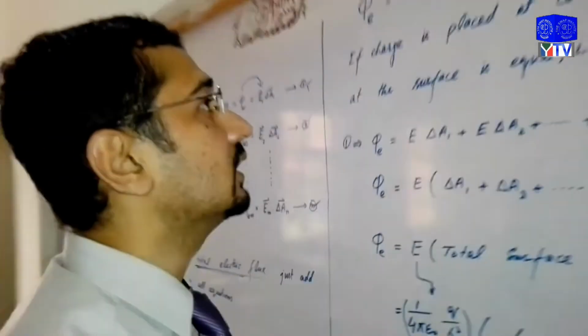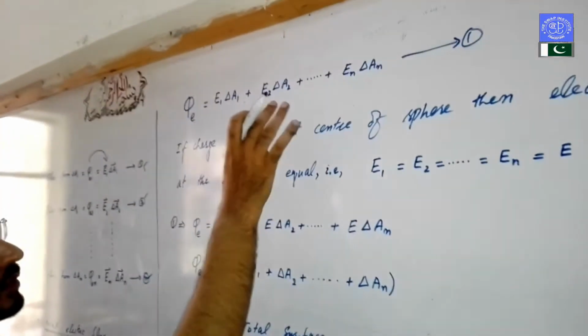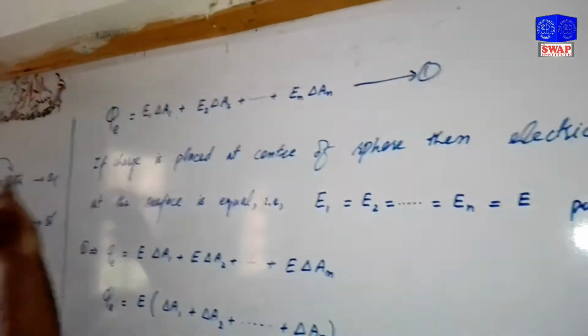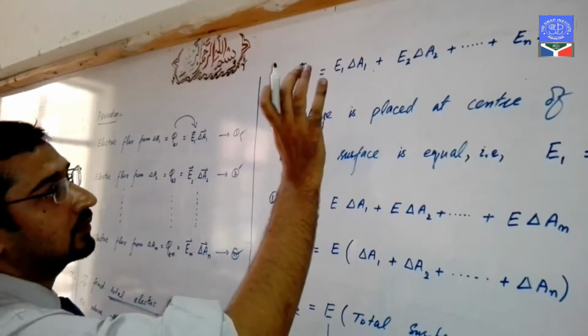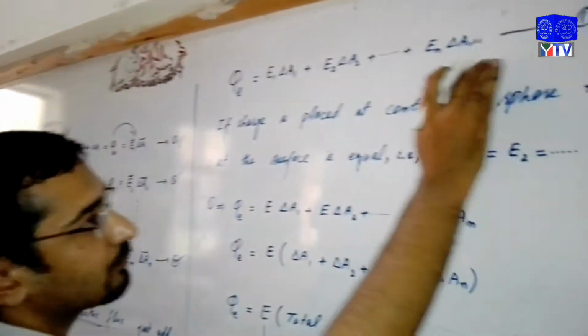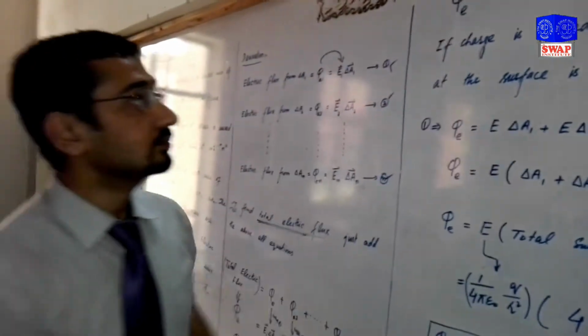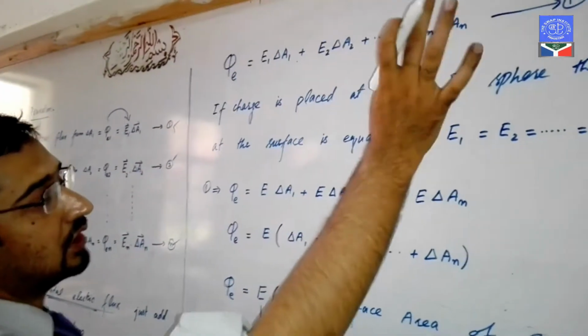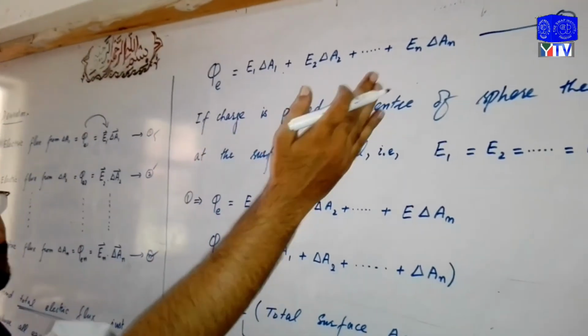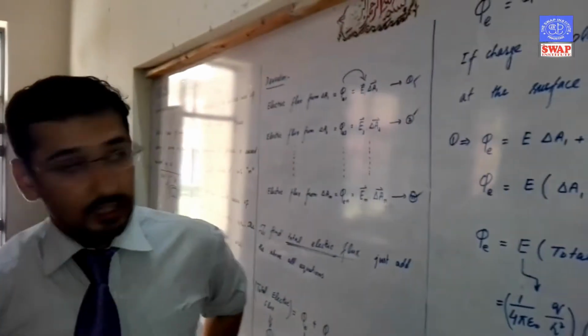So the next equation we will get by simplification of the previous equation. We will find this. We will get the new equation with E1, E2, E3 and the magnitude of area.